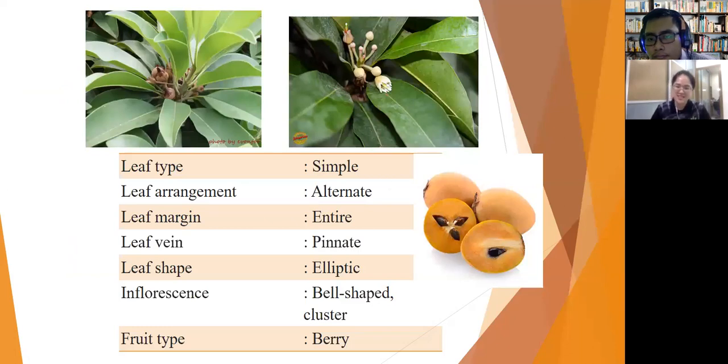So these are the characteristics of the chiku tree. From the leaf, we can see that it is simple, arranged alternately, the leaf margin is entire, and the leaf shape is elliptic. And for the flower, it is bell-shaped and arranged in clusters, and the flower is white or green in color. Lastly, the fruit type is berry.